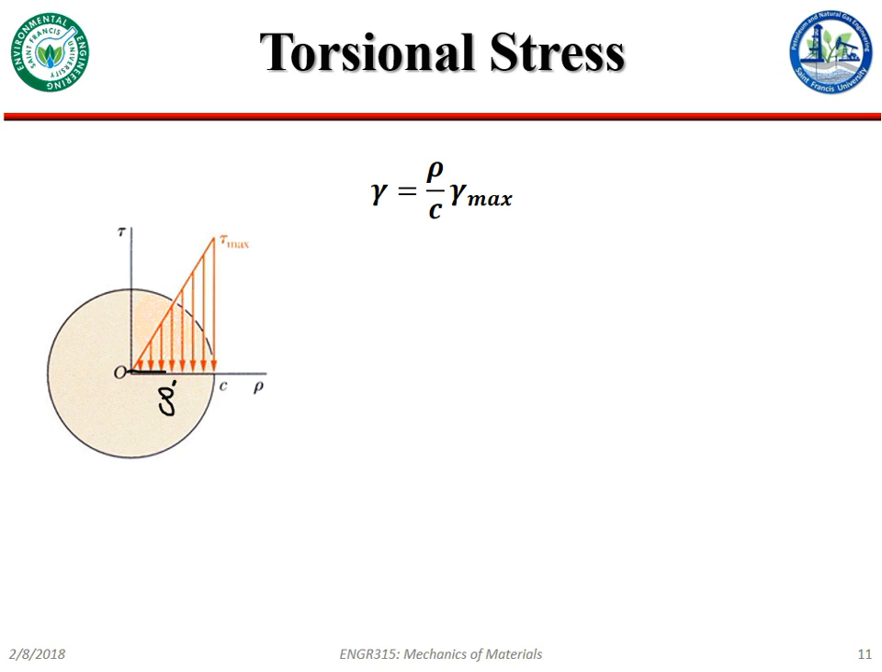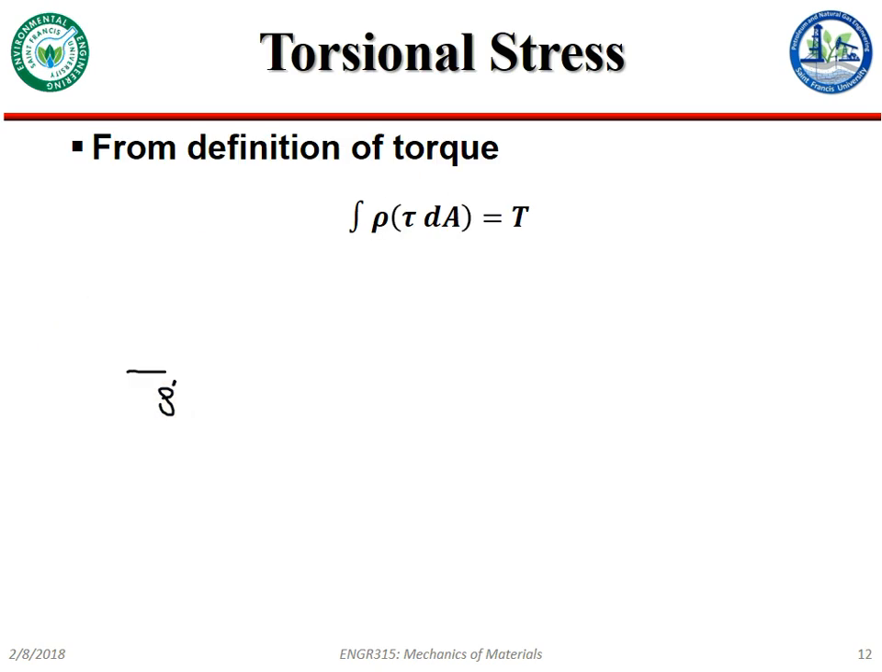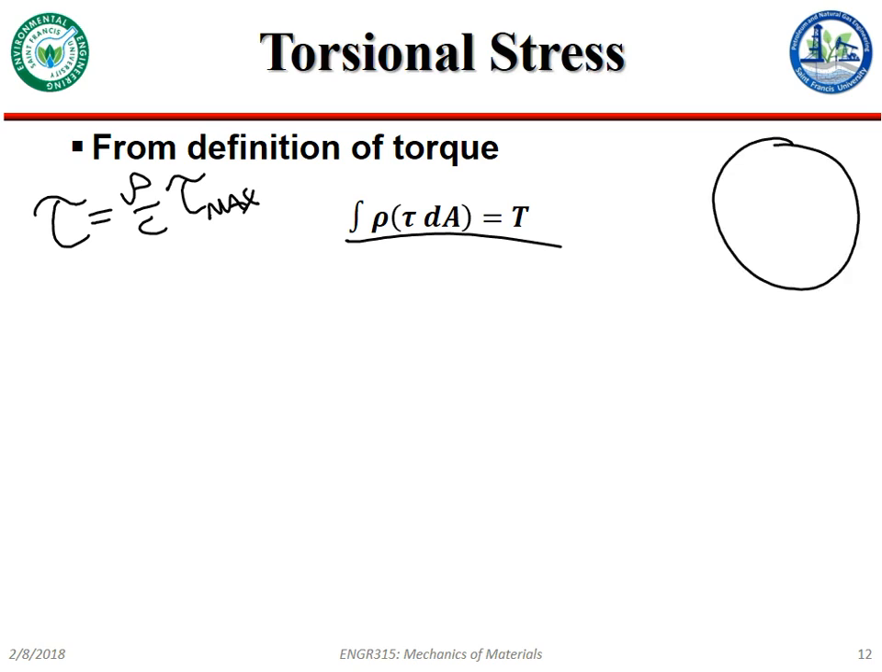Okay. So based on that, if we have tau equals rho over c times tau max, we can go back to the equation that we started out with way back at the beginning of last class, just looking at a circular cross section with a torque on it.